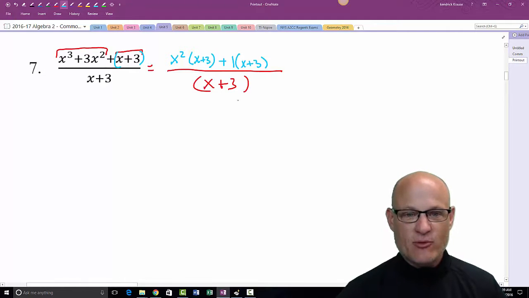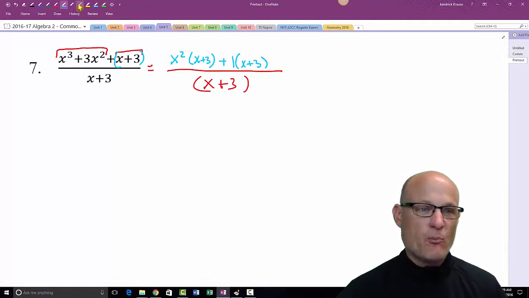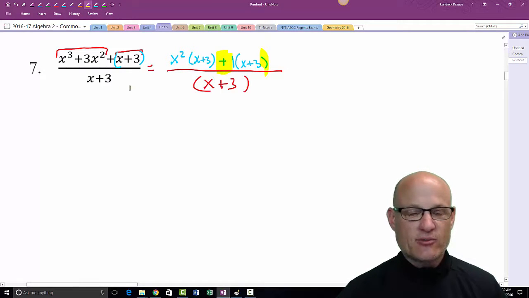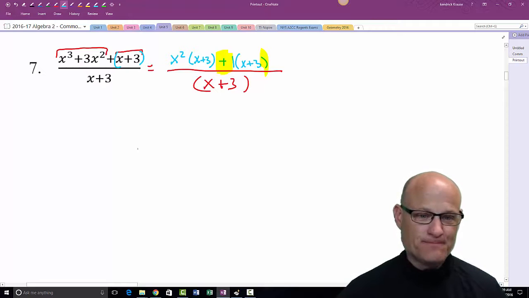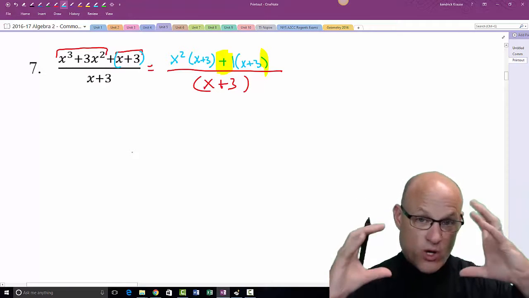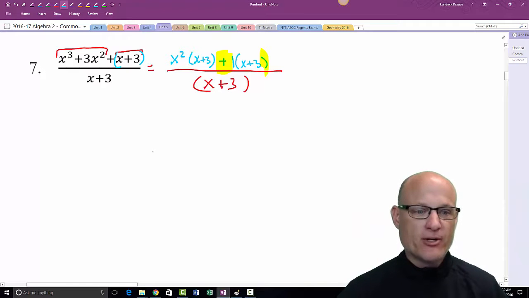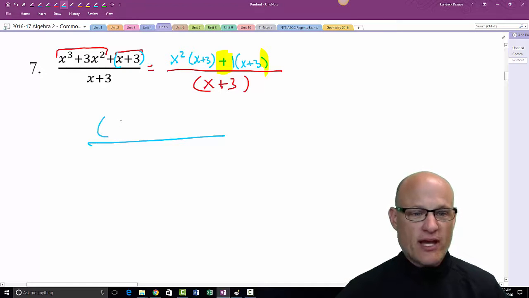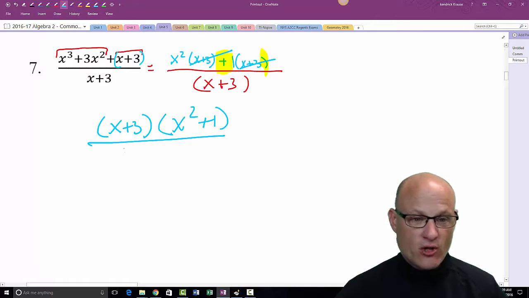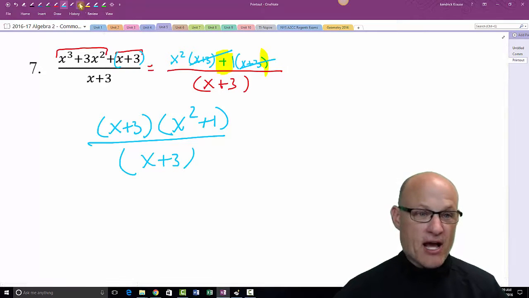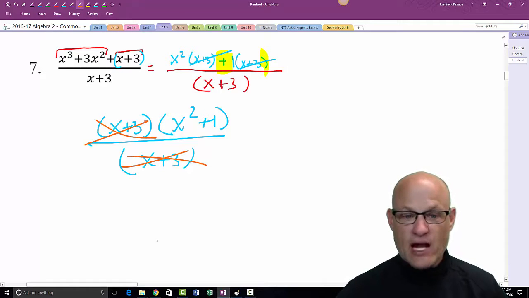Now, I'm not done yet, because if I was just to cancel one of these things, I'm going to give you a big piece of advice. If you have adding and subtracting, you are not allowed to cancel. You can't divide out if you have adding and subtracting, unless it's in parentheses, and then it's one big binomial. So in the numerator, what I'm left with is x plus 3 times x squared plus 1, just like we did in the last unit, all over x plus 3. Now I'm allowed to divide out those common factors, and I'm left with x squared plus 1.